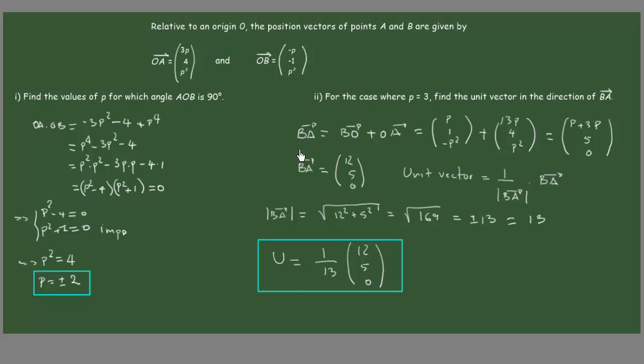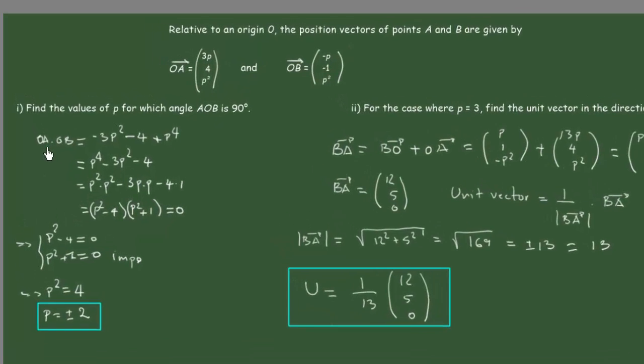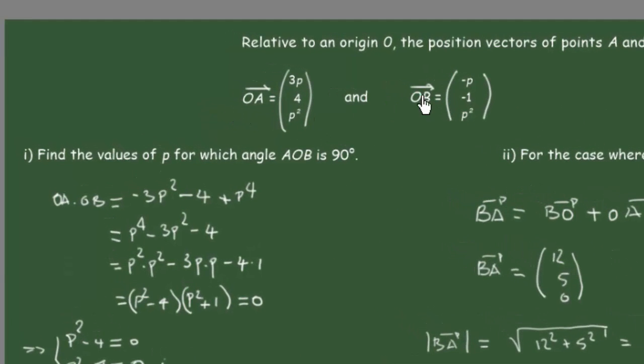Okay, so once again, in this video we were asked to find the values of P for which the angle OAB is 90 degrees. To do that, we had to use the scalar product of OA and OB. It means multiplying the value of OA with the value of OB. That's what we have here. 3P times minus P gives us minus 3P to the power 2, minus 4 times minus 1, and P squared times P squared, P to the power 2.